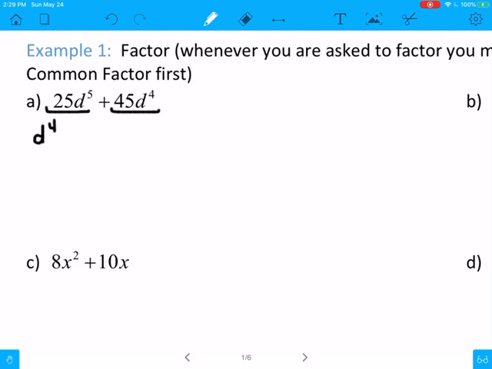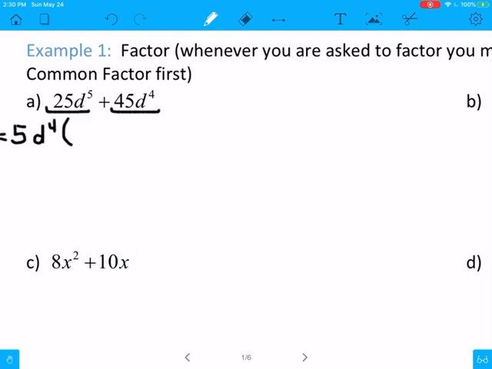Now, what can I divide out of the numbers? So 25 and 45. What's the largest number I can take out of both of those by division? Okay? The largest number I can take out is a 5. So the greatest common factor I can take out is 5D4. So equals 5D4. And when I take that greatest common factor out of 2 terms, I should still have 2 terms left in the brackets because I'm just simplifying those 2 terms, but they're not going away.